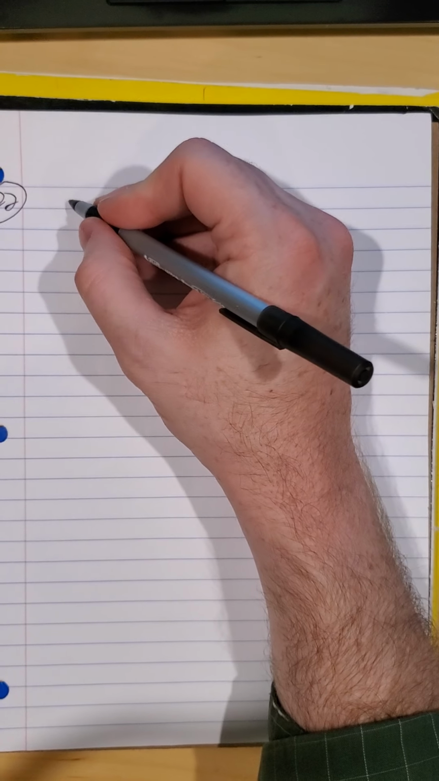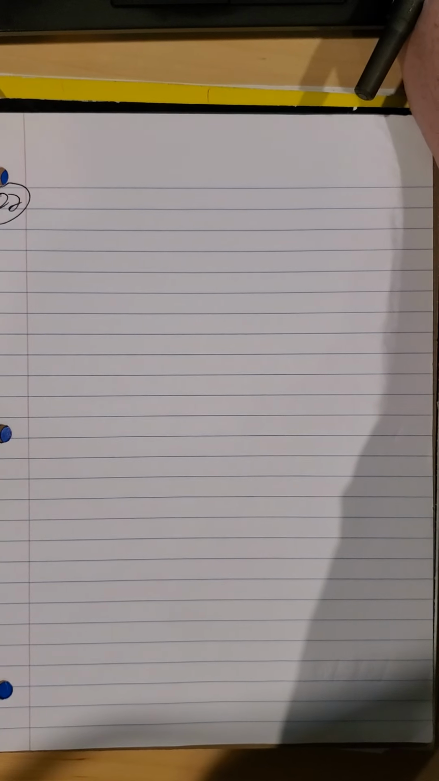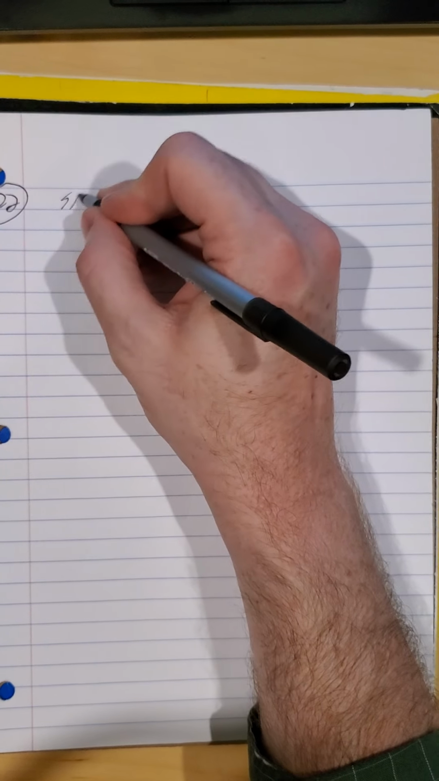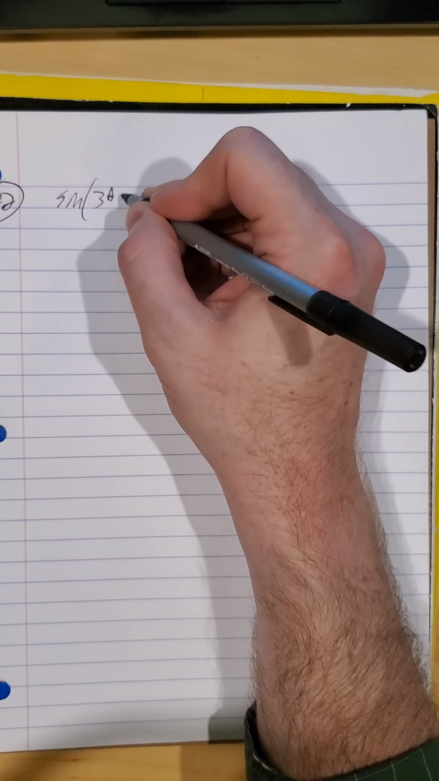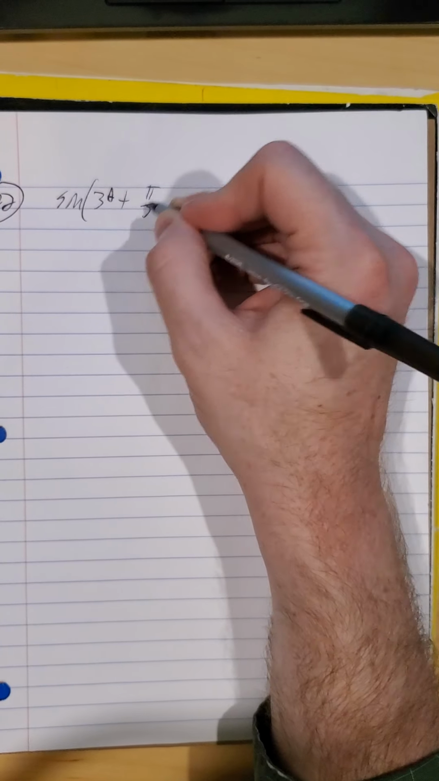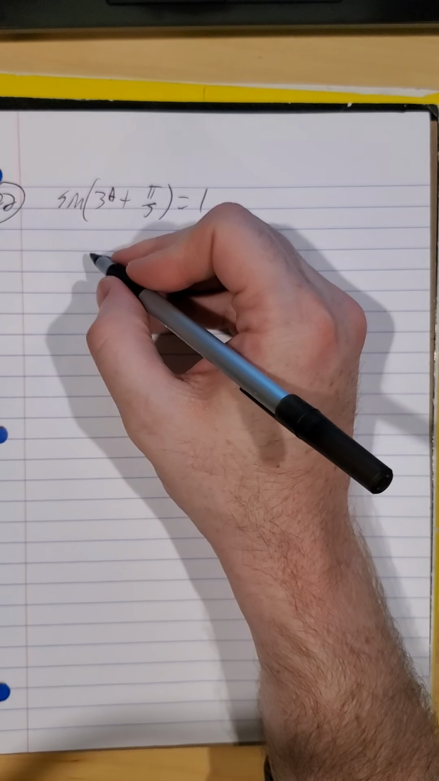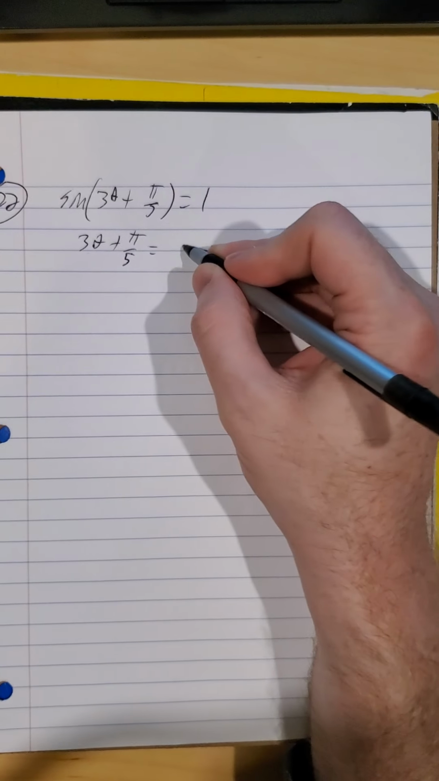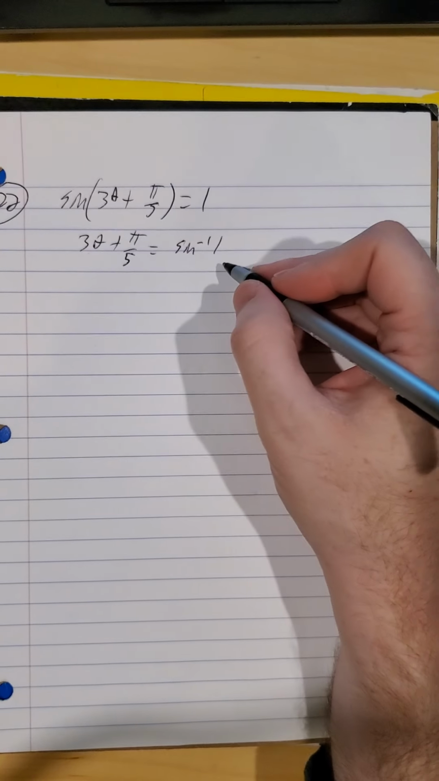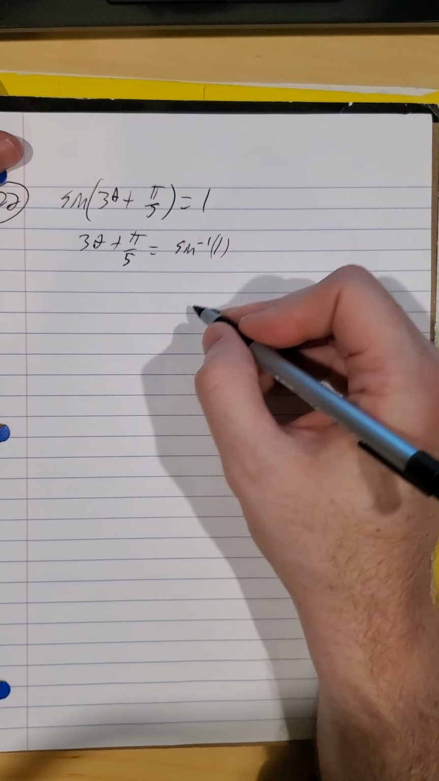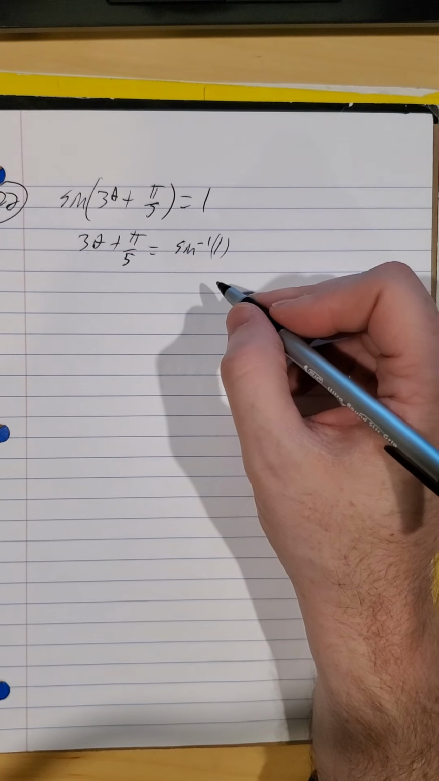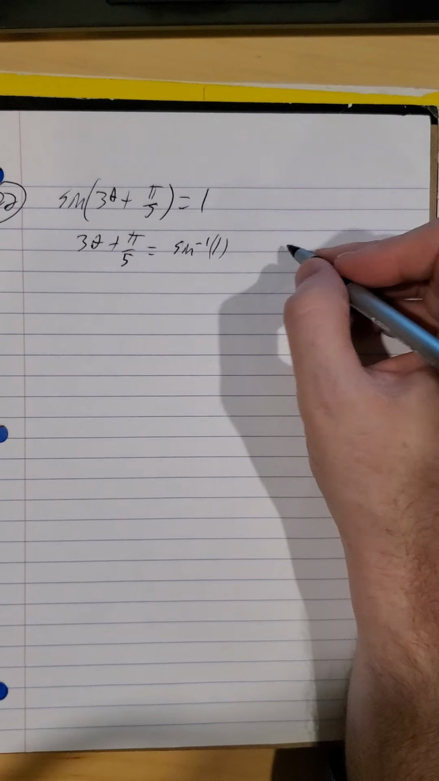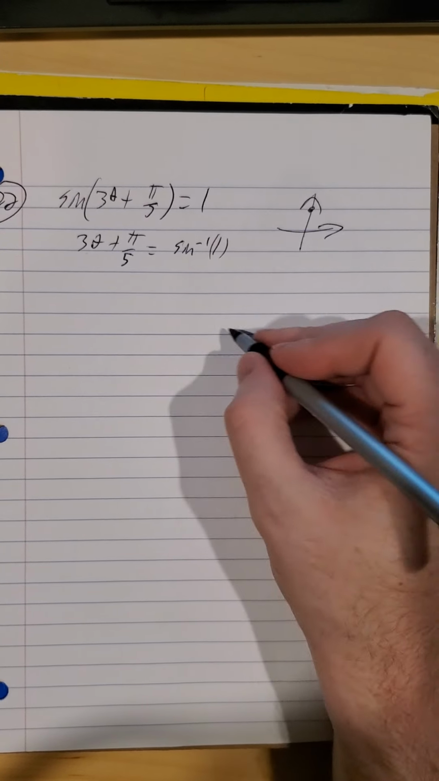22. Again, we're stuck on 0 to 2 pi. So we have sine of 3 theta plus pi over 5 is equal to 1. So we take the arc sine of both sides, and 3 theta plus pi over 5 is worth the arc sine of 1. So the arc sine of 1 is at pi over 2 plus any number of multiples of pi you want. So just think of your unit circle. We're right up here.